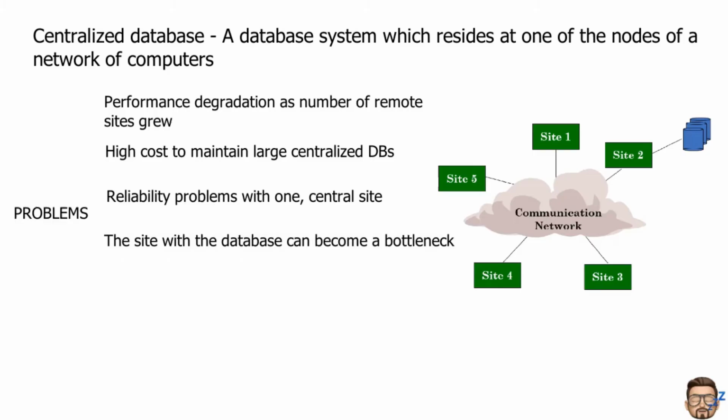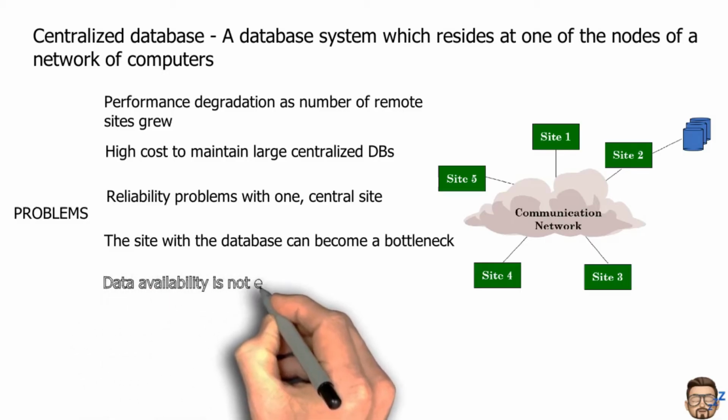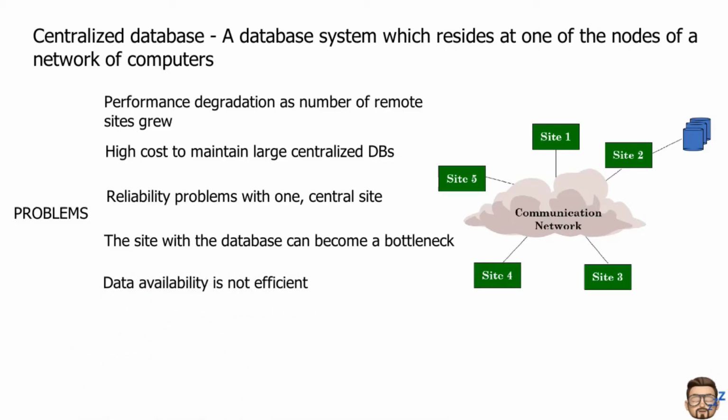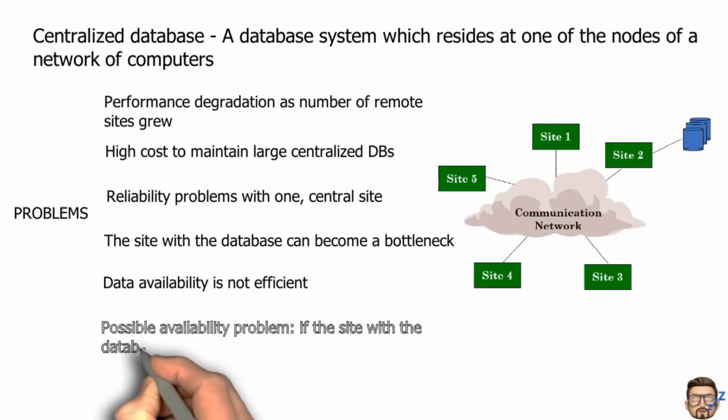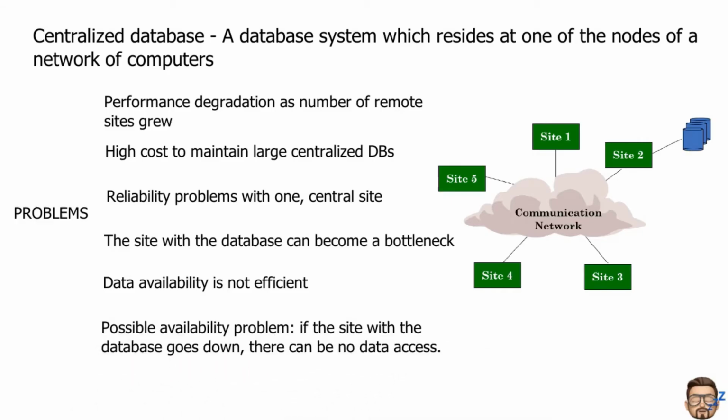The site with the database can become a bottleneck. The site's network might be congested by too many requests from users. Data availability is not efficient. You need to wait if the data is being used by another user. Another possible availability problem is if the site with the database goes down, there can be no data access.